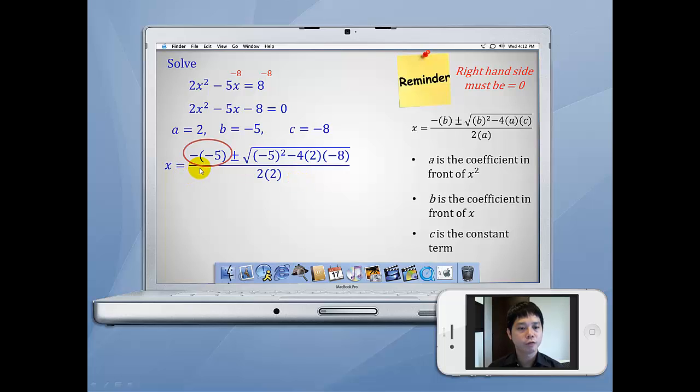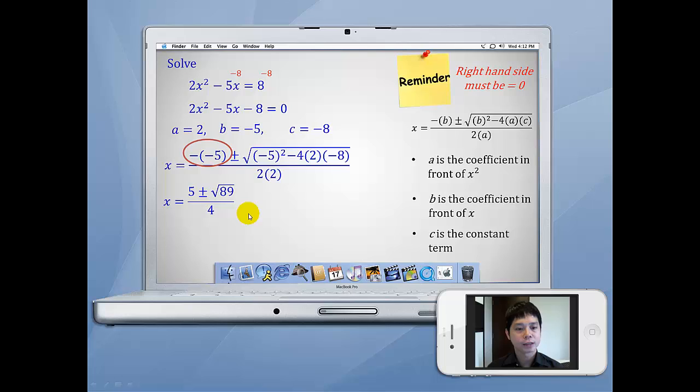One thing to take note of is this. Because this is negative b, so we have negative 5, and it will be simplified to positive 5 instead. And if you press the calculator for this part inside the square root, we will have the value 89. And the denominator is 4.